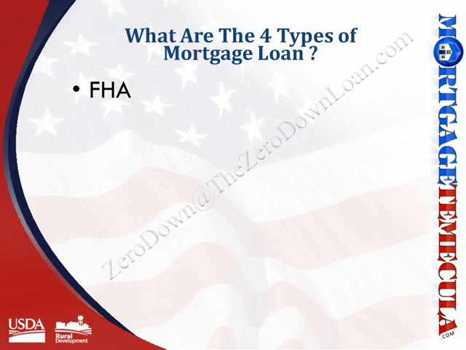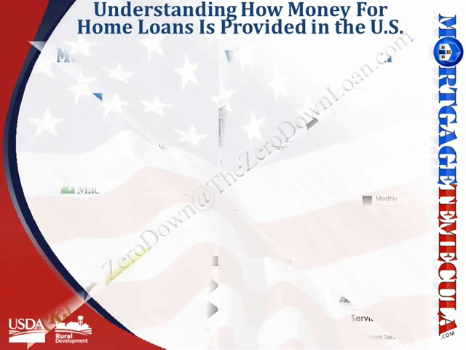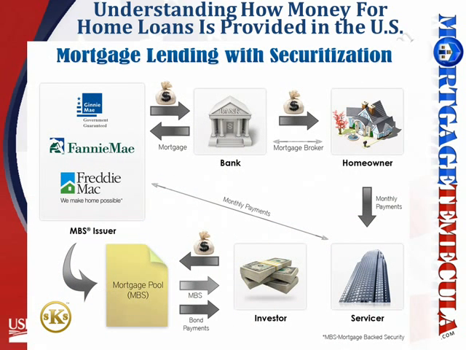FHA. FHA stands for the Federal Housing Administration, and it's been around since 1934. VA, which is overseen by the U.S. Department of Veterans Affairs, oversees everything to do with veterans. Conventional is overseen by Fannie Mae and Freddie Mac, and we'll explain shortly what those are. And USDA, which is overseen by the U.S. Department of Agriculture.